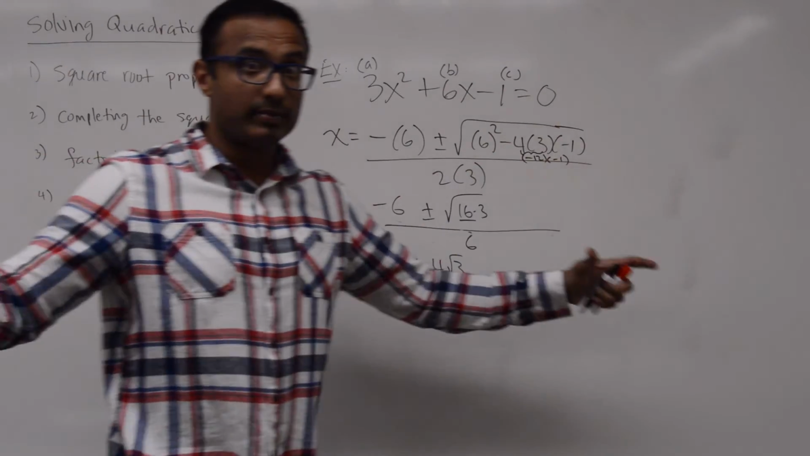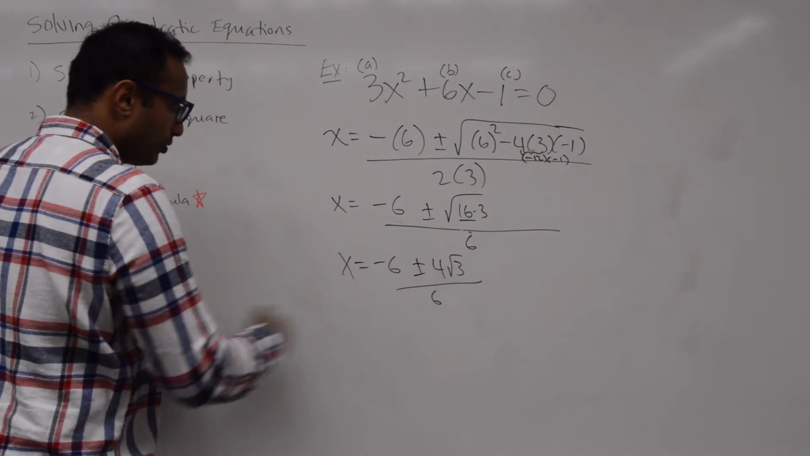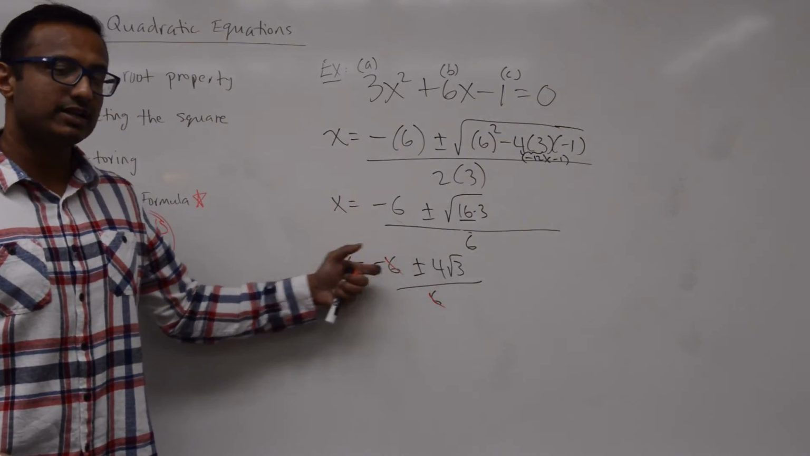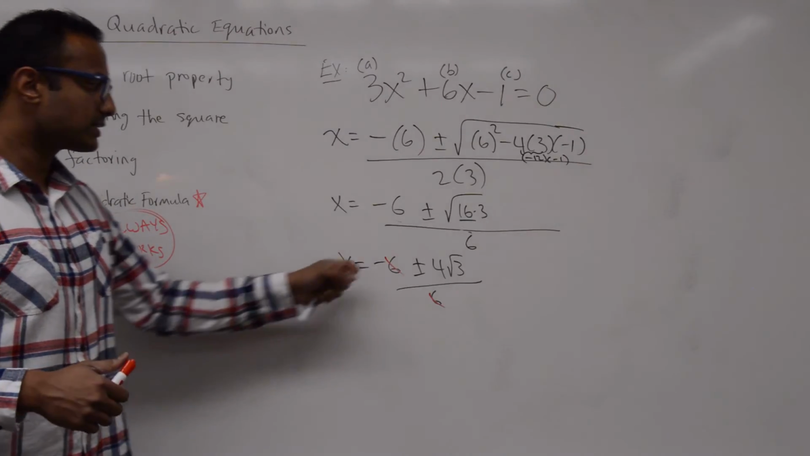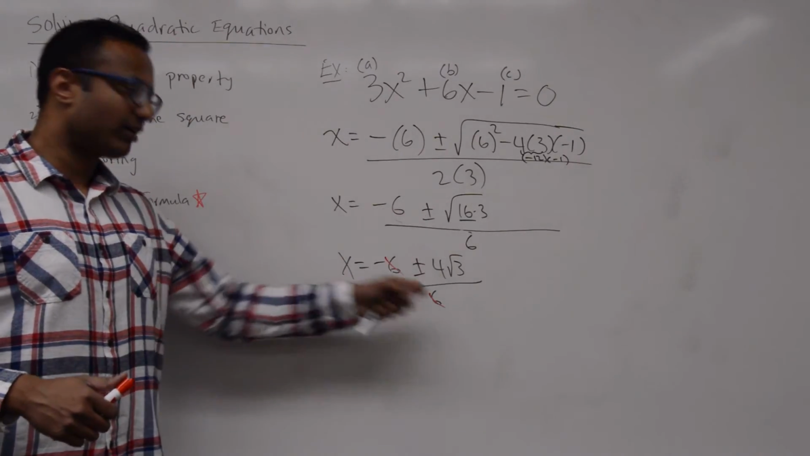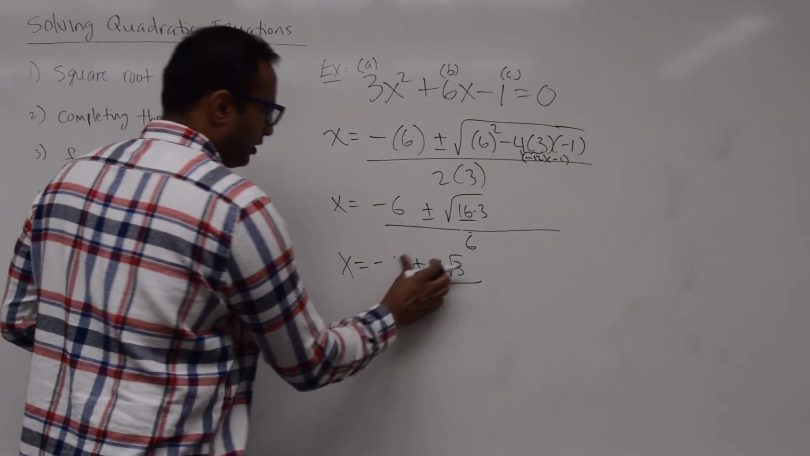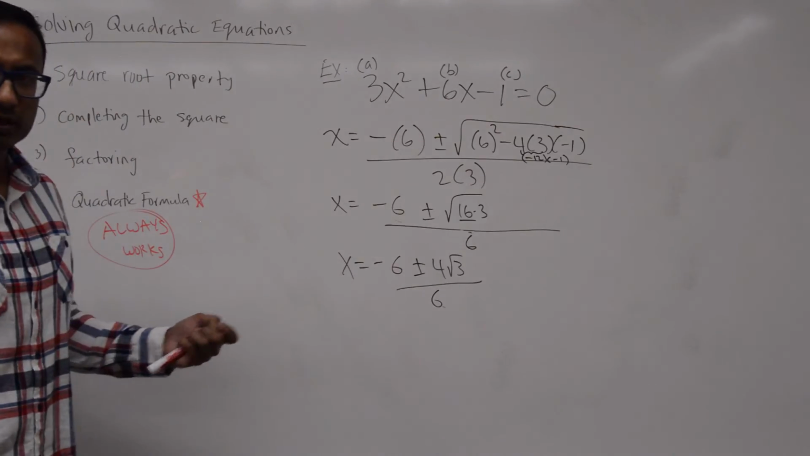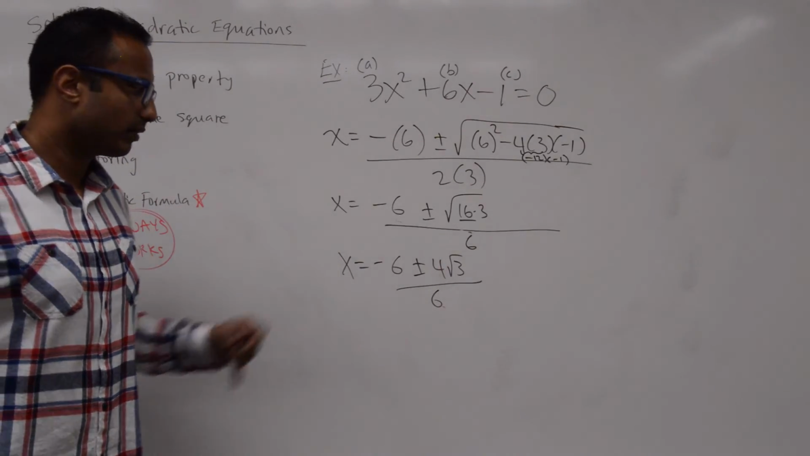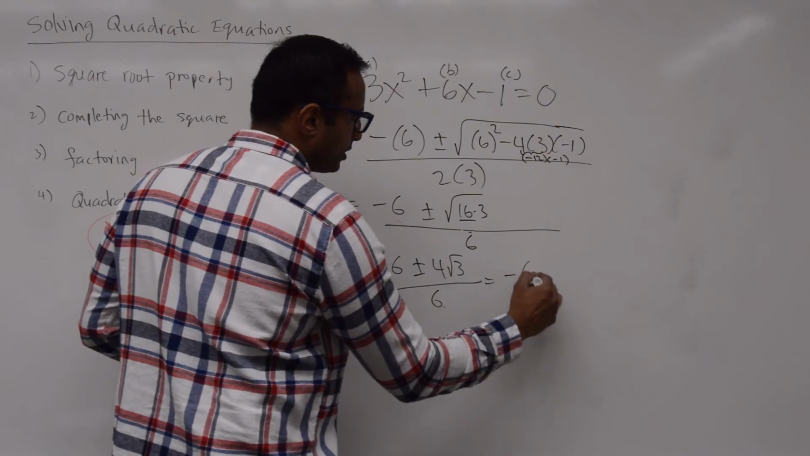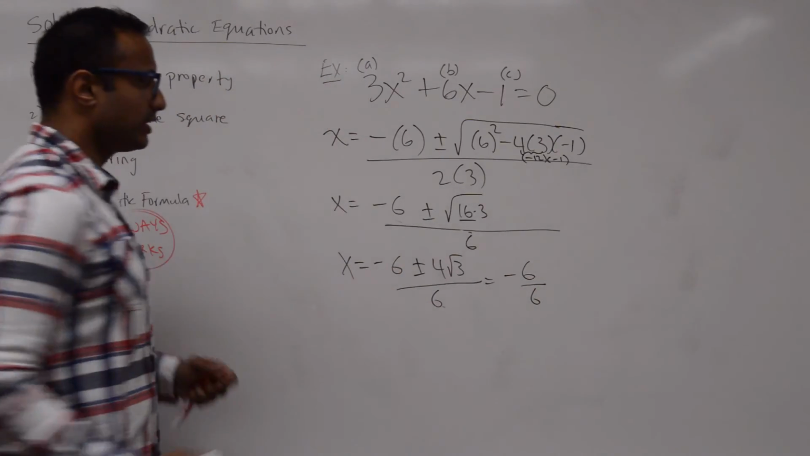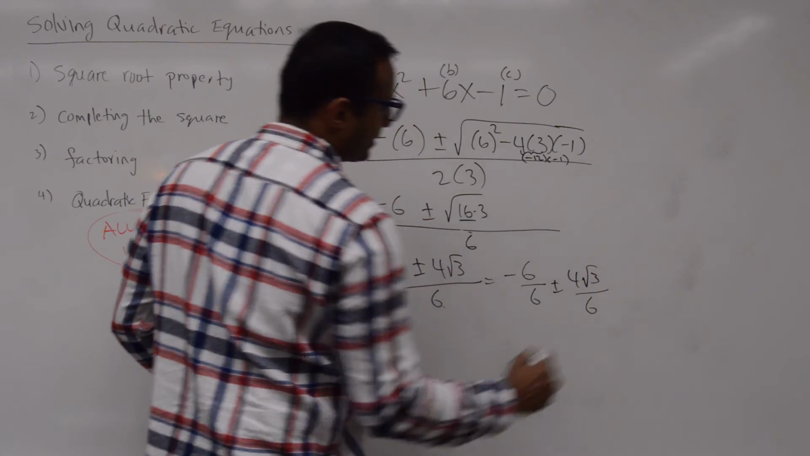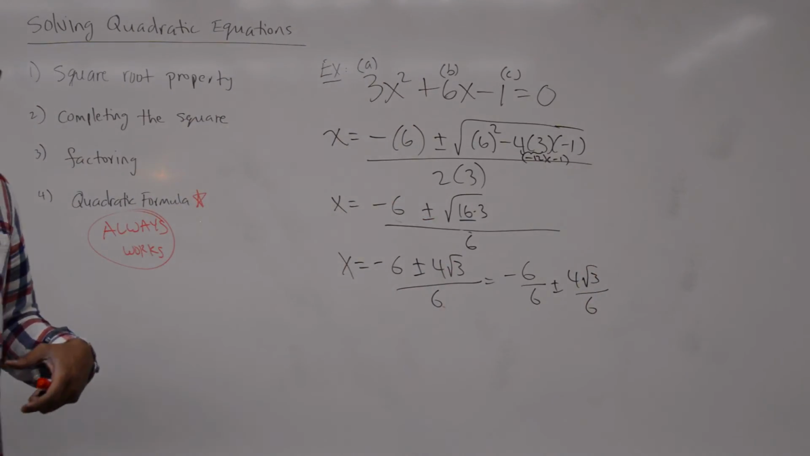Again, common mistake. Don't do this. Don't just cross out the 6's. If there's a plus or minus sign, you can never cross out individual terms, because this becomes one big term and you can't cross out just one part of it. So what do we do? Well, can we add the negative 6 and 4 rad 3? No, because they're not like terms. So instead we're going to split this up. We're going to take the negative 6 and divide it by 6, and we're going to take the 4 rad 3 and divide it by 6. So you split it up into two different terms.